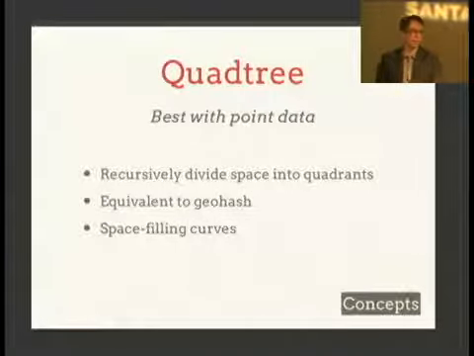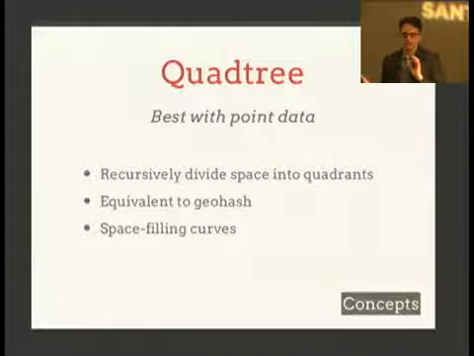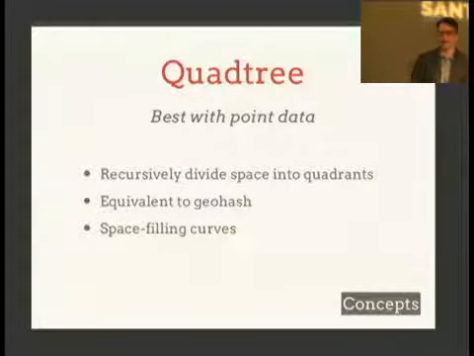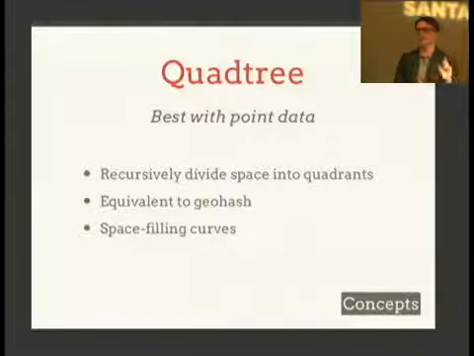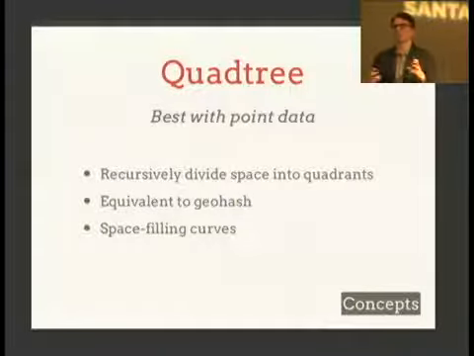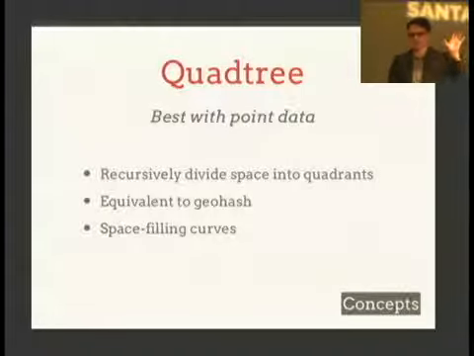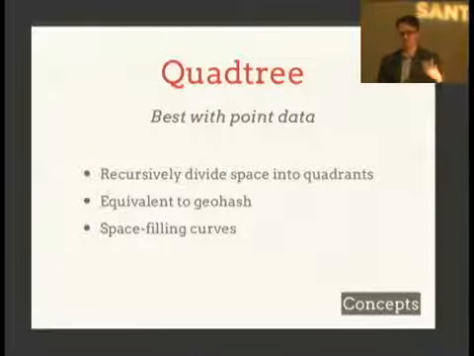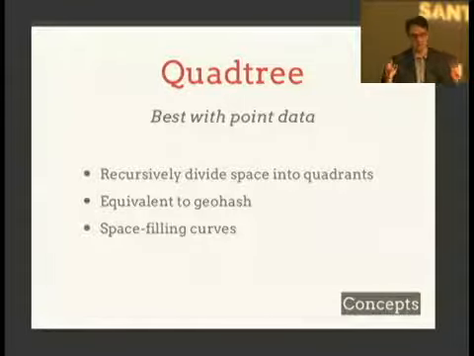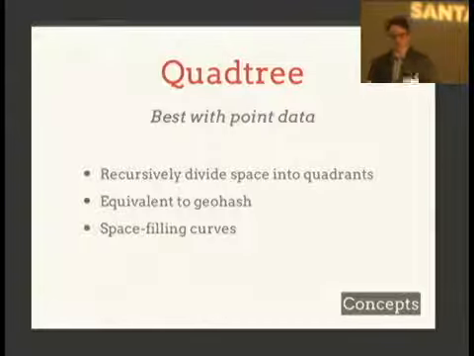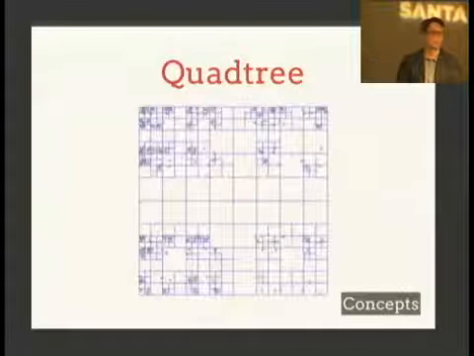Real quick, a quad tree is, like I said, best with point data, and what happens is it divides up a space into quadrants recursively. And just as a side note, if people are familiar with the geohash, it's actually conceptually equivalent to that, so I encourage you to look that up on your own. It's a way of reducing the dimensionality of a latitude and longitude into a one-dimensional string, which is the same concept as a space filling curve. So that's just something to think about if you're interested in exploring it further.